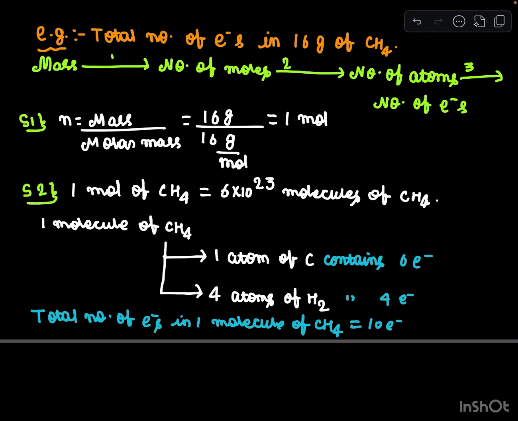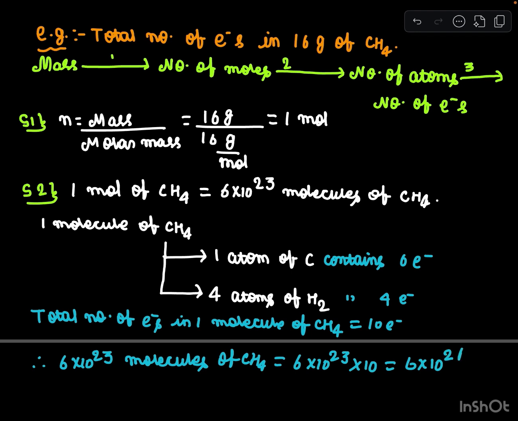Now we have 6 into 10 to the power 23 molecules. Therefore 6 into 10 to the power 23 molecules of CH4 is equal to 6 into 10 to the power 23 multiplied by 10, which comes out to be 6 into 10 to the power 24 electrons. That's how we will calculate it.